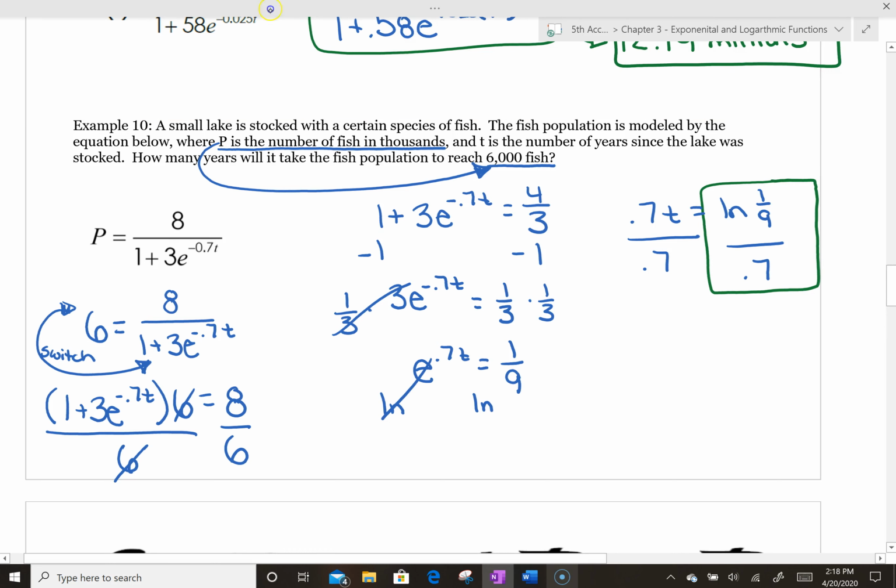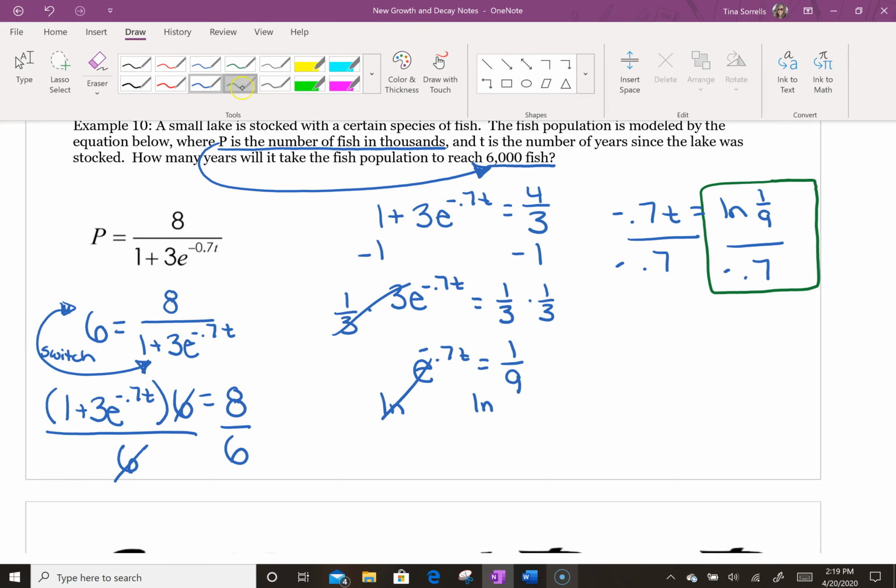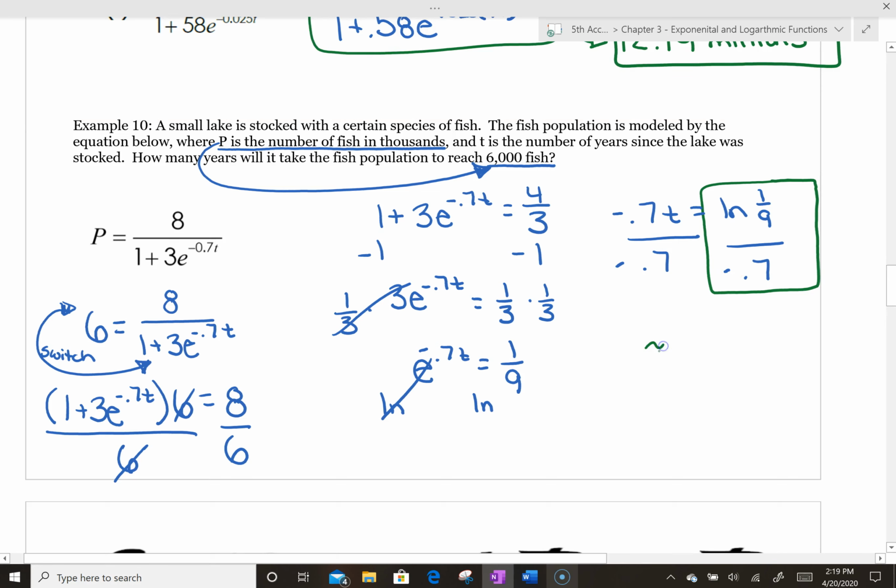And I left off my negative. So hopefully somebody caught that. Someone put my negative back in there. There we go. She definitely can't have time coming out to be negative. So we got t is going to equal about 3.14. So we have approximately about 4 days for that to happen.